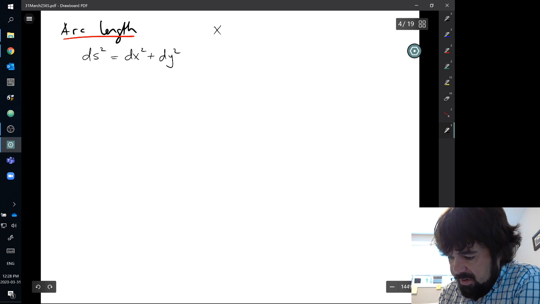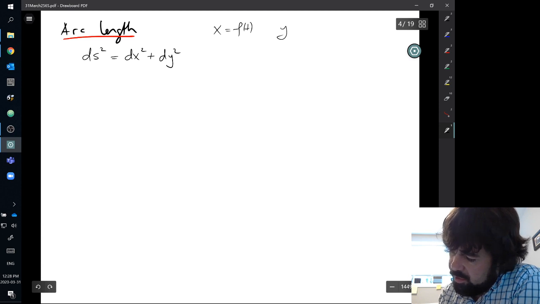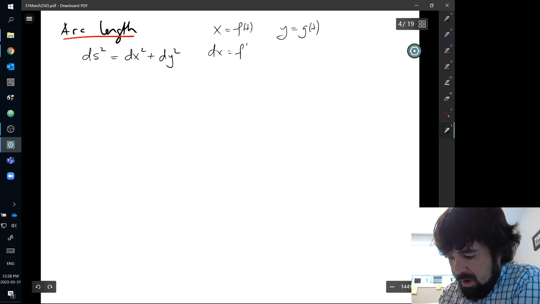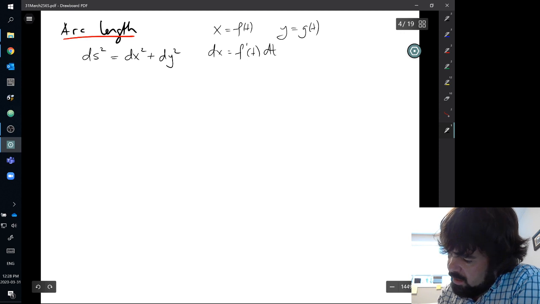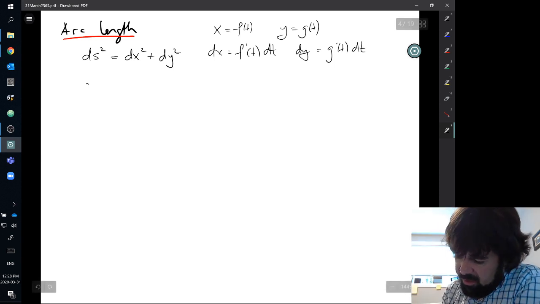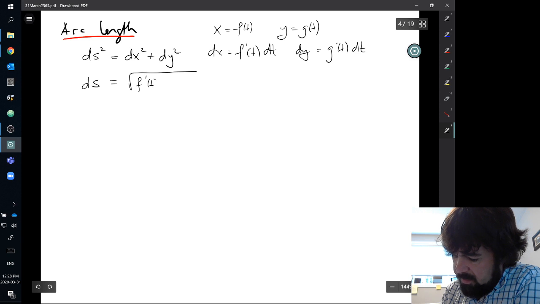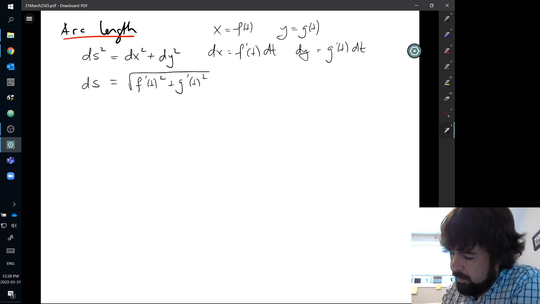So if x is some function of t, say f of t, and y is equal to, say, g of t, well then dx becomes f prime of t dt, and dy becomes g prime of t dt. And so you get ds is equal to the square root of f prime of t squared plus g prime of t squared, each one comes with that dt squared, and then you can factor it out. Now that's, of course, for parametric.